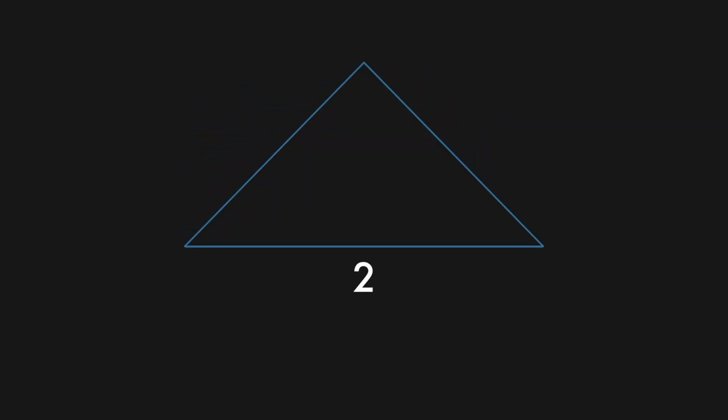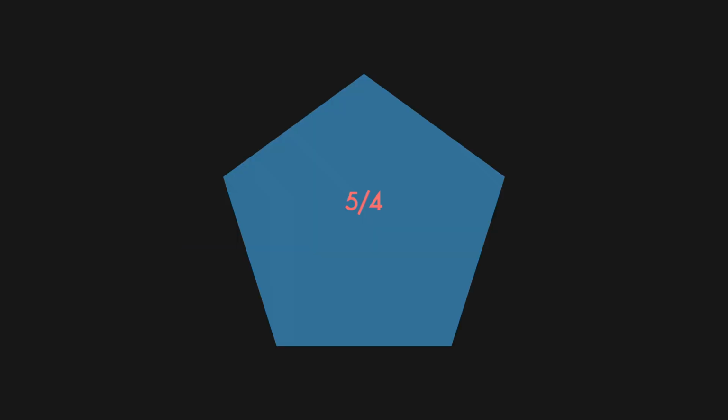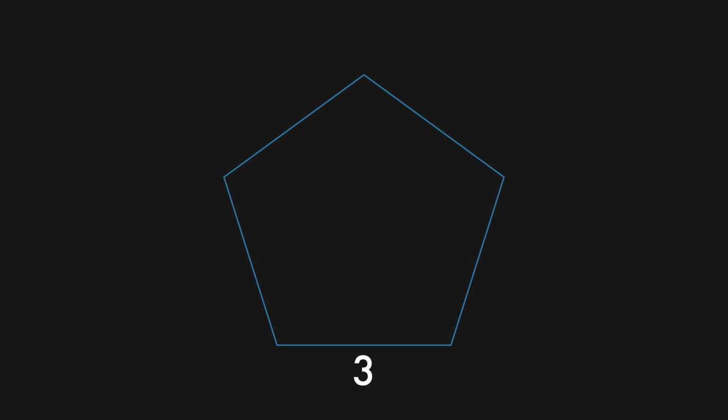A triangle. Or we could have 5/4, and our box would have 5 quarter notes, a pentagon. This is the beginning of the road out of the rhythmic matrix. But most music is in 4/4, so let's cover a few more basics.